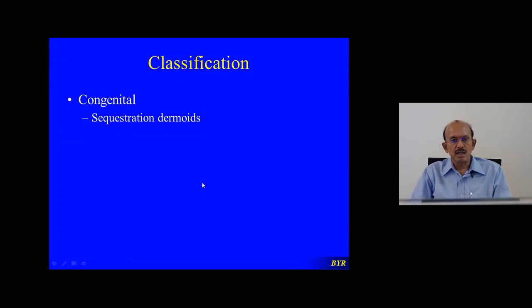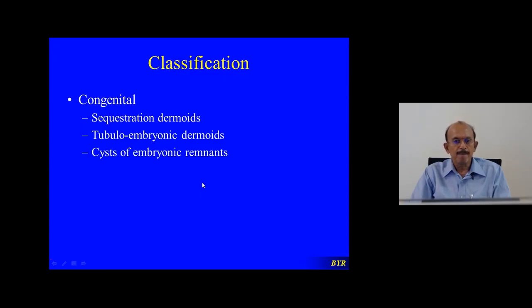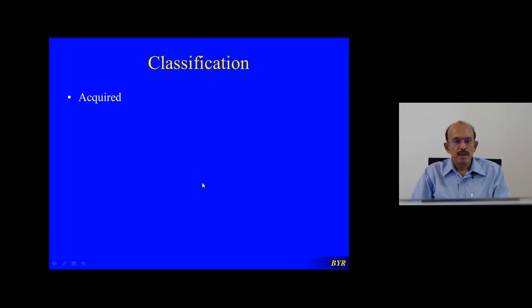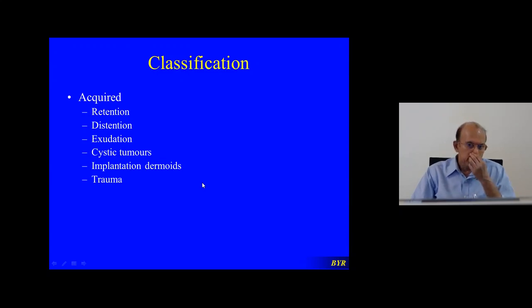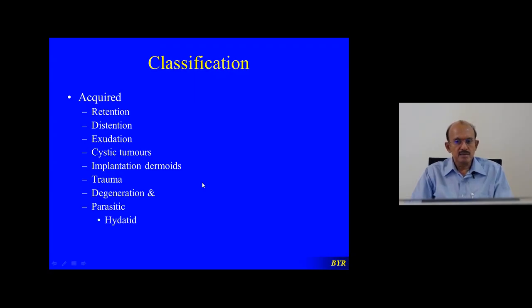The congenital cyst classification: sequestration dermoids, tubulo-embryonic dermoids, cysts of embryonic remnants. Acquired cysts: cysts of retention, distension, exudation, cystic tumors, implantation dermoids, trauma, degeneration, and parasitic cysts. Parasitic cysts being hydatid, trichiniasis, and cysticercosis.